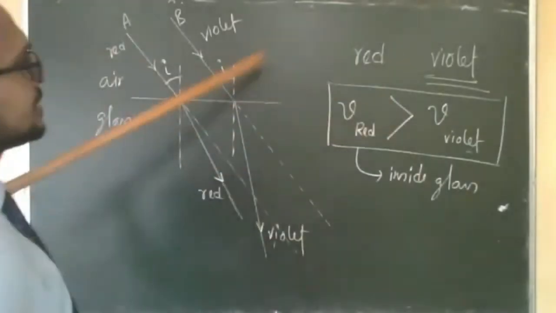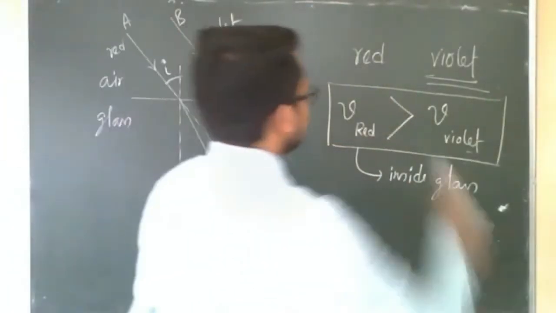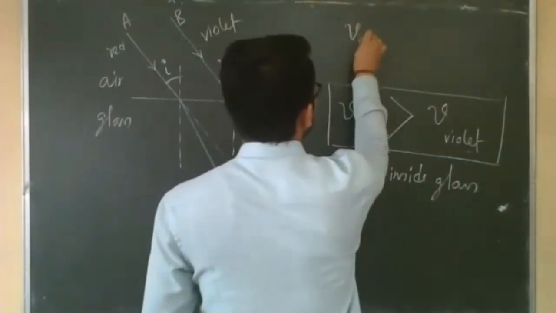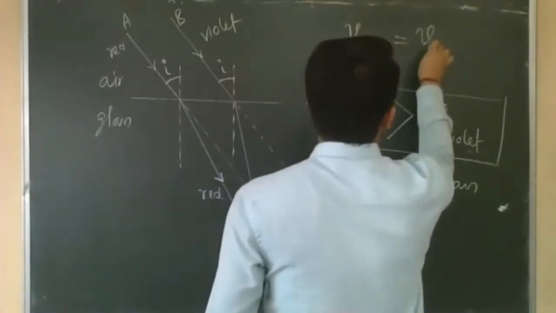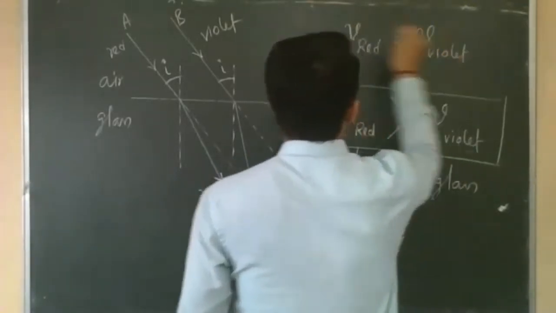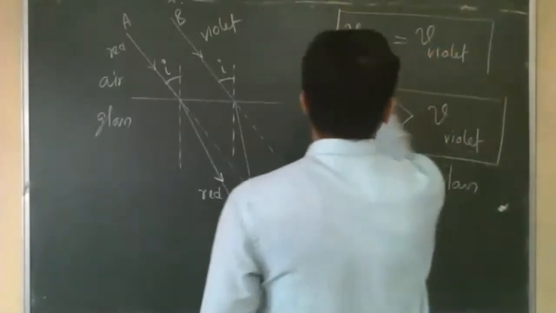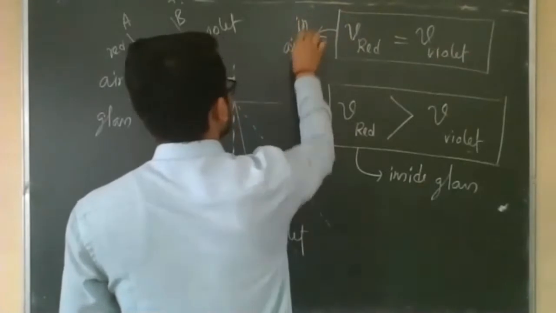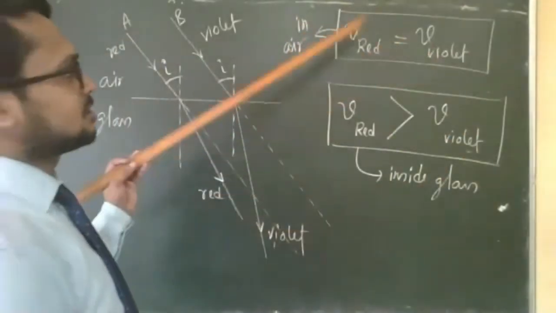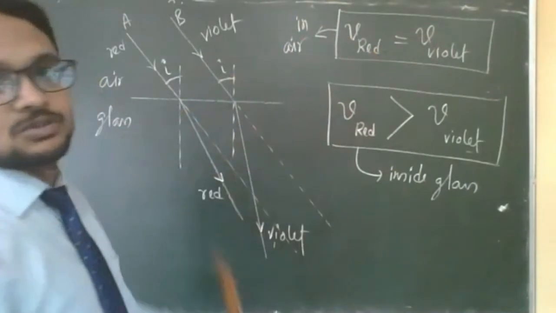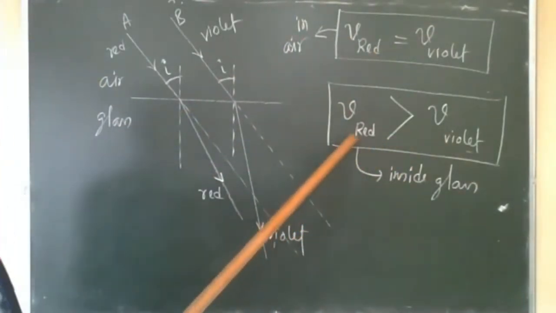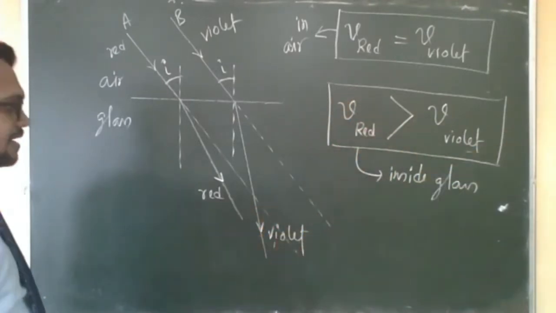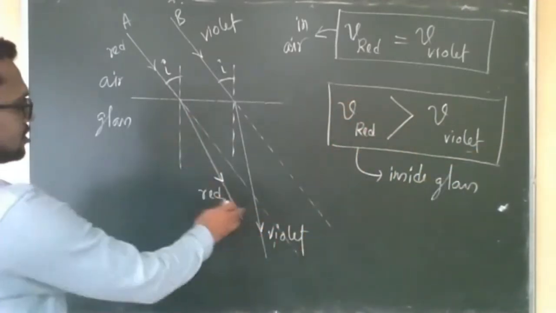But in air what will happen? In air their speed is the same. V red equals V violet. I told you that the speed becomes the same for all colors in air, and the value is 3 into 10 to the power 8 meter per second. The ratio of the speeds in air will be 1:1. But here red will move faster than violet. The speed of red is more than violet. For that reason, they are not parallel.